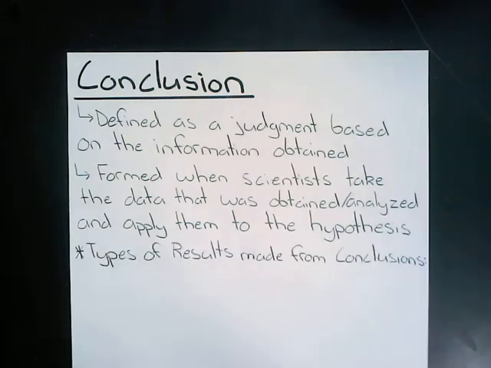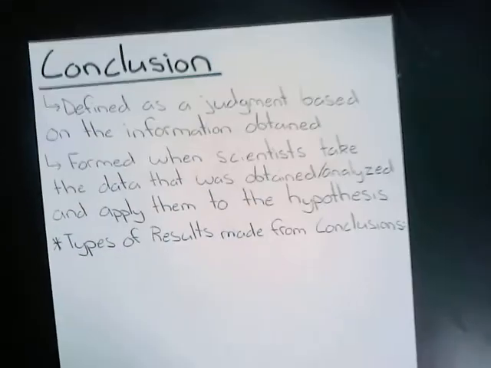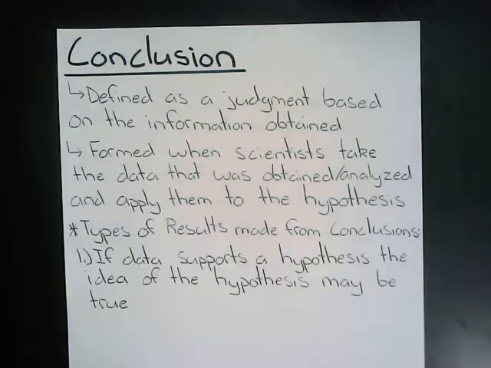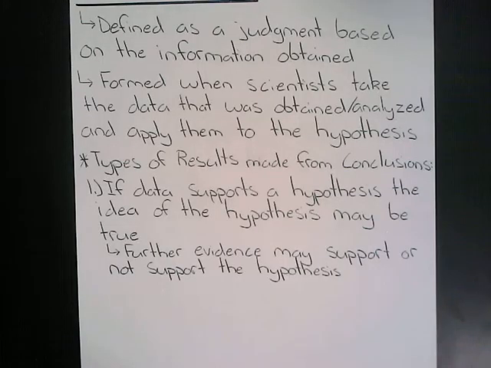One of the types of results is this. If data supports a hypothesis, the idea of the hypothesis may be true. Now, with this type of result, further evidence may support or not support this hypothesis. Now, the other type of result is this. If the data does not support the hypothesis, then the hypothesis must be discarded or modified.